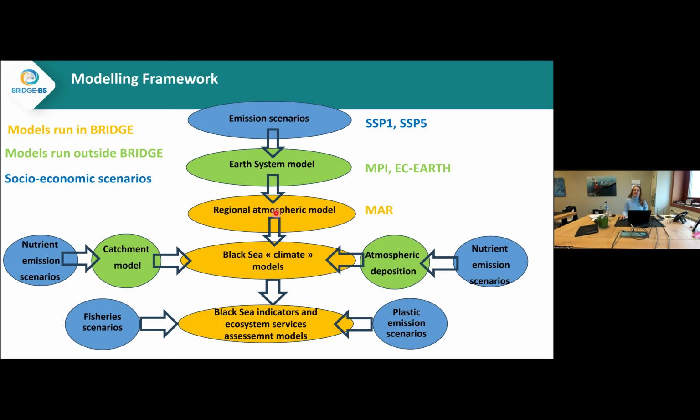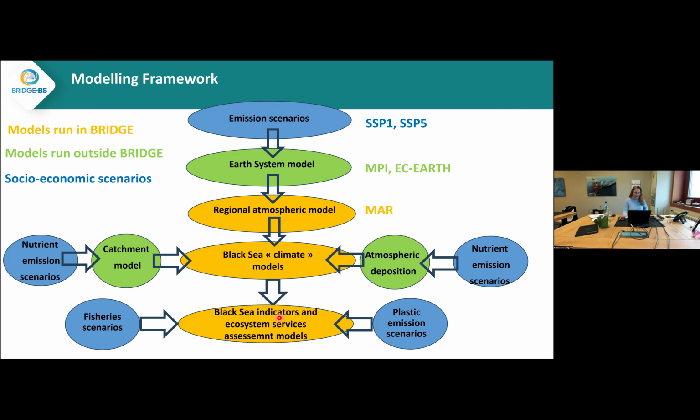In Work Package 2, we ran a new regional atmospheric model for the Black Sea, which is MAR. We also use ocean models that were already running in the Black Sea, the climate models, and all these models were feeding the other work packages: especially Work Package 3 for resilience assessments, Work Package 4 for marine spatial planning analysis, and Work Package 6 for making AI tools trying to emulate our model results. So that's mainly the framework that we have developed.